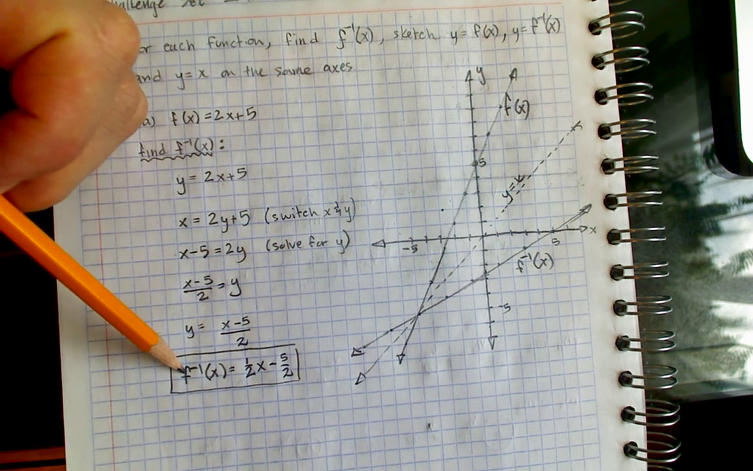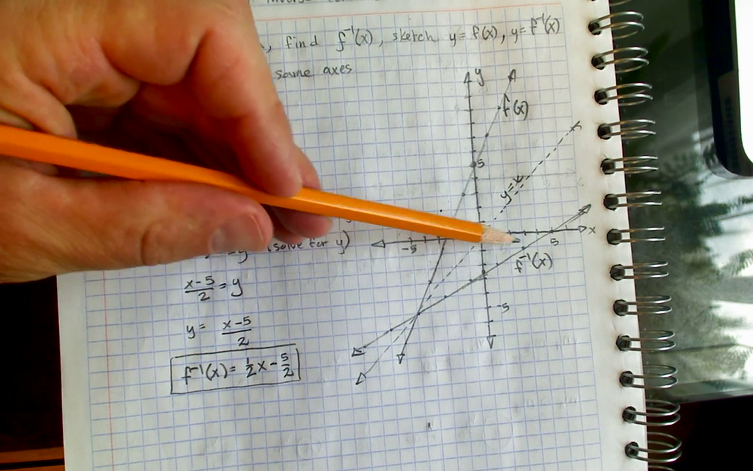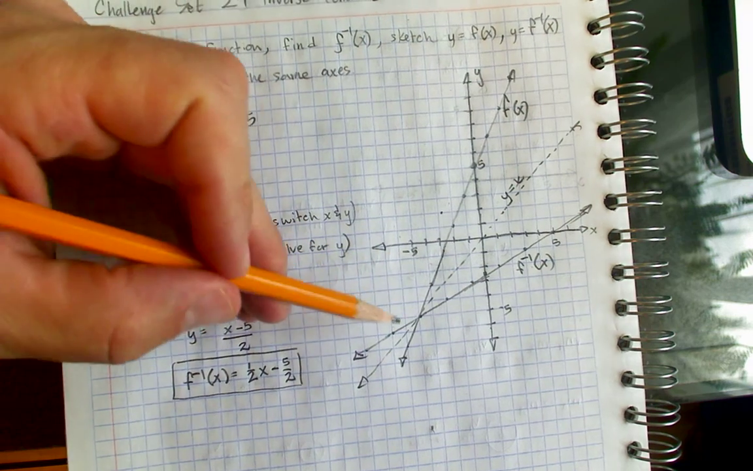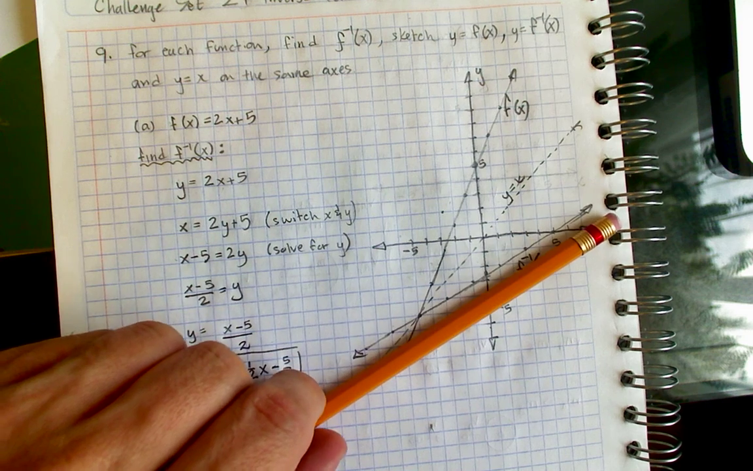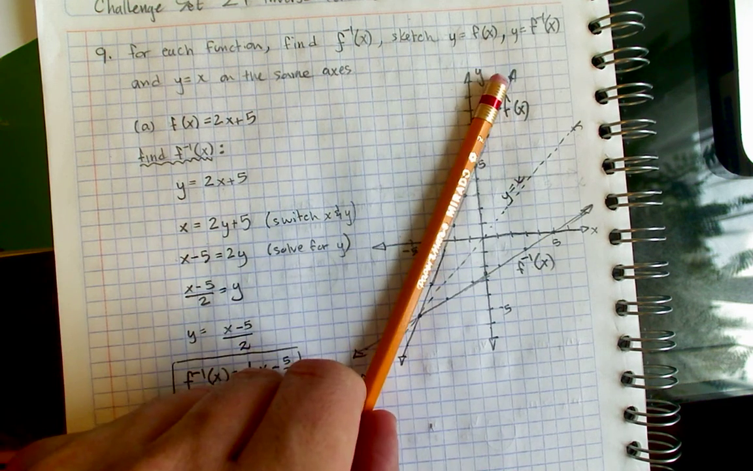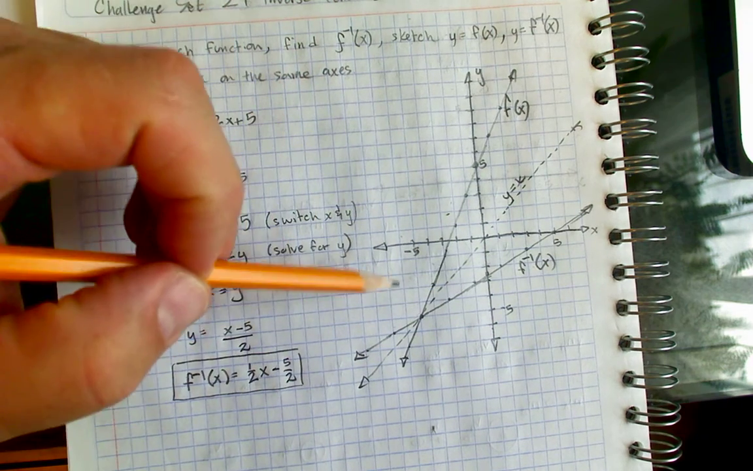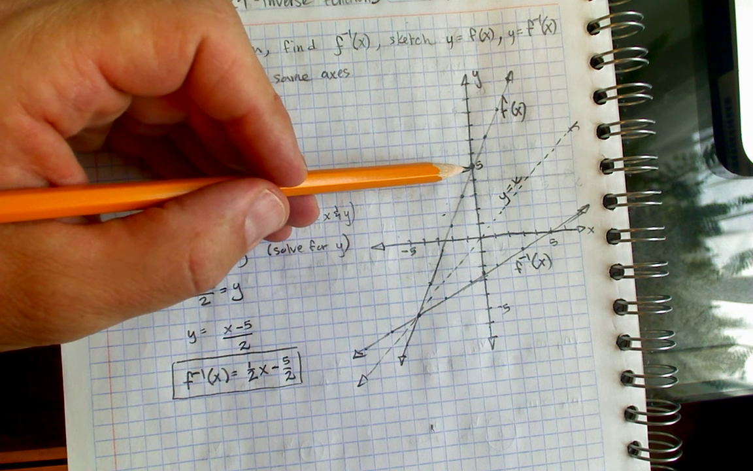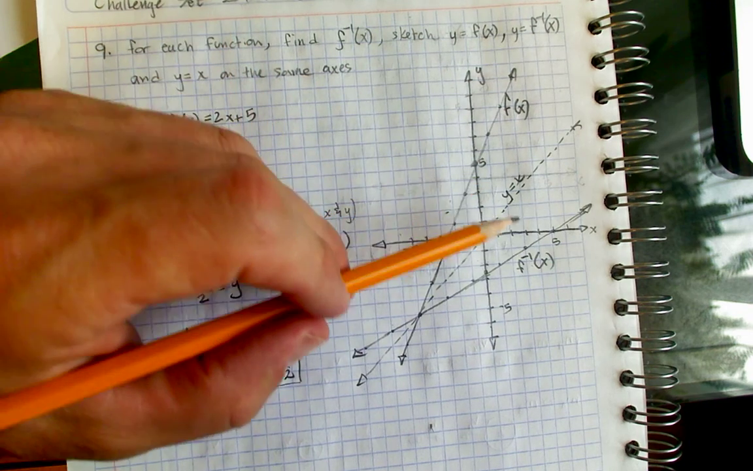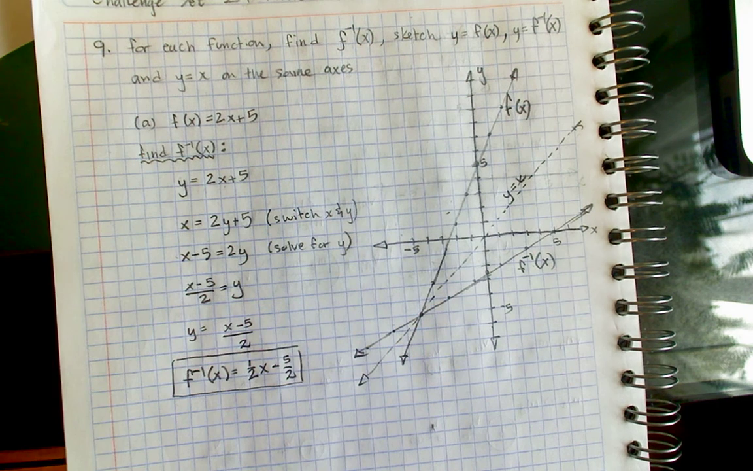And then when I graph the inverse function, I have a y-intercept of negative 5 halves and a slope of 1 half. And you'll notice that this line, the inverse function, is a reflection of the original function over the line y equals x. So in other words, let's look at a couple of points. This is the point (0, 5) on the original function f of x. And if you switch the y and the x values, you get (5, 0). And that's a point on the inverse function.